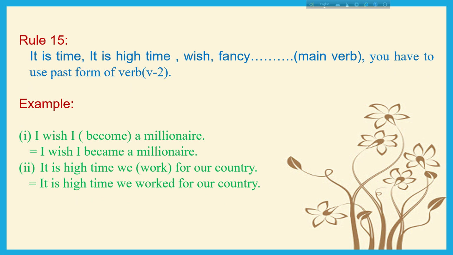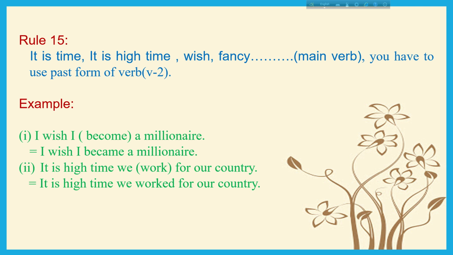It is time, it is high time, wish, fancy, main verb. That means if you find the words it is time, it is high time, wish, fancy, and after that you find the main verb in the bracket, in such a case you have to use the past form of verb after these words. Let's see the example, then you will be clear.